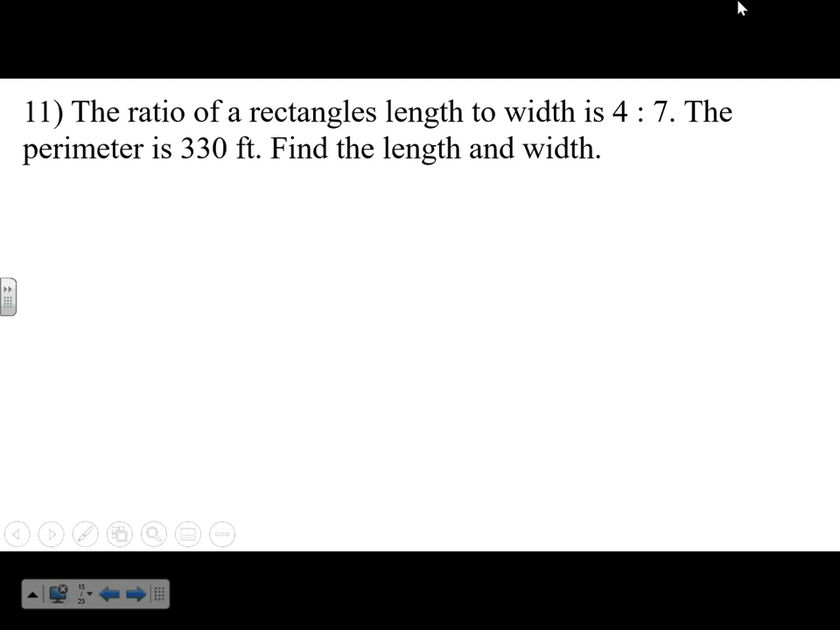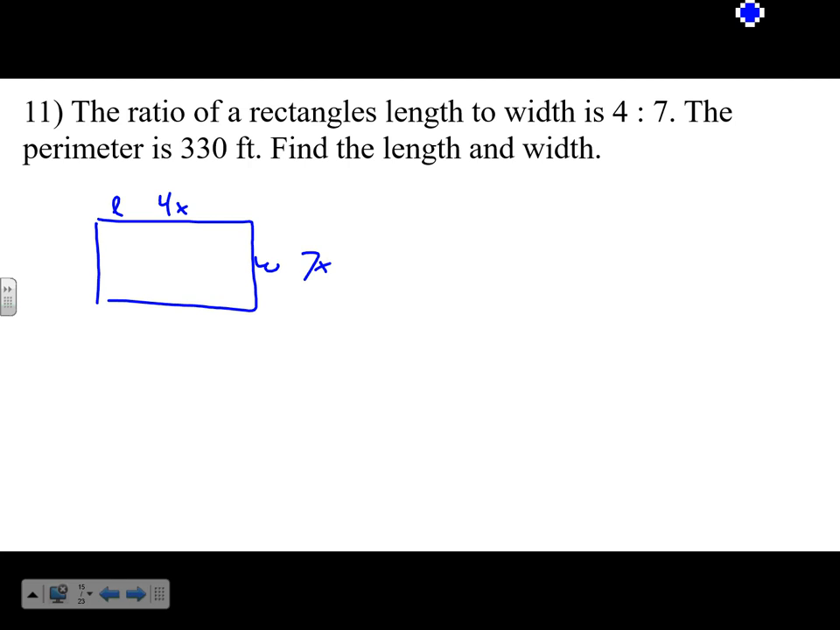The ratio of a rectangle's length to width is 4 to 7. The perimeter is 330. Find the length and the width. So we've done problems like this, but I want to make sure we do these because, again, they're not that bad if you know what to look for. The ratio of the length to the width is 4 to 7, so it's going to be 4x to 7x.